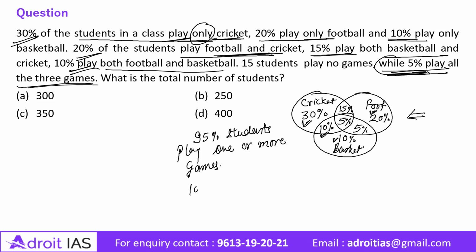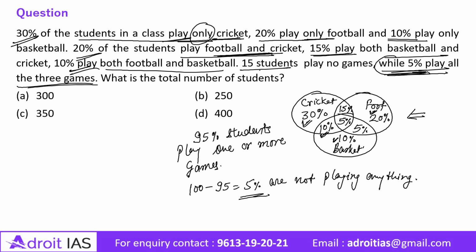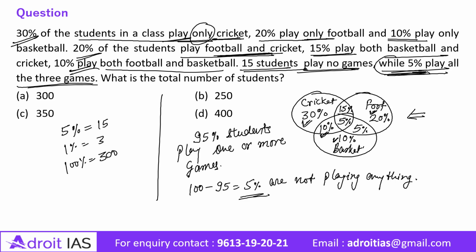So how many don't play anything? So 5% are not playing anything, right? 5% students play no games. Now the question is saying 15 students play no game, right? So 5% is equal to 15, then 1% is equal to 3, then 100% is equal to what? 1% is equal to 3, then 100% is equal to 300, right?